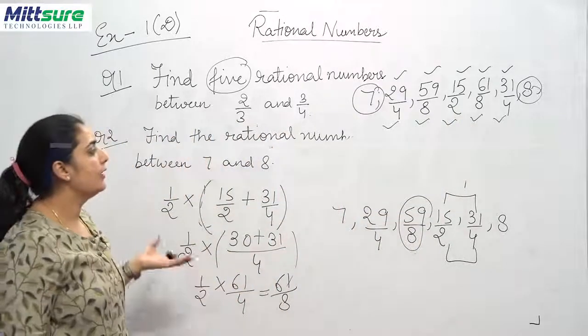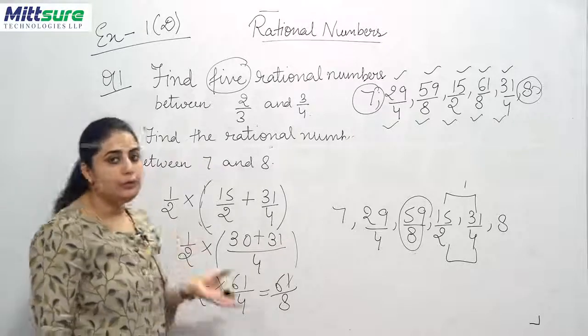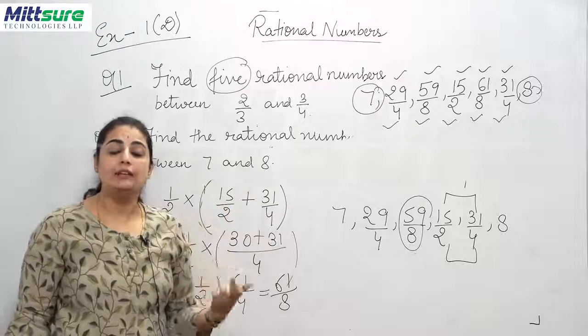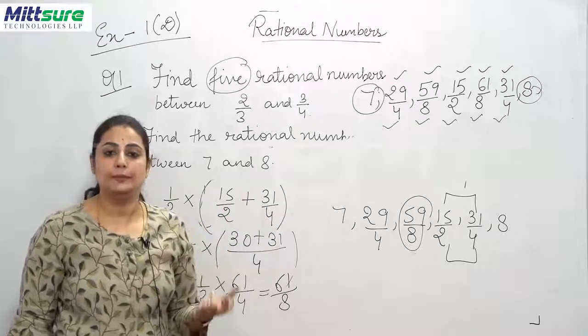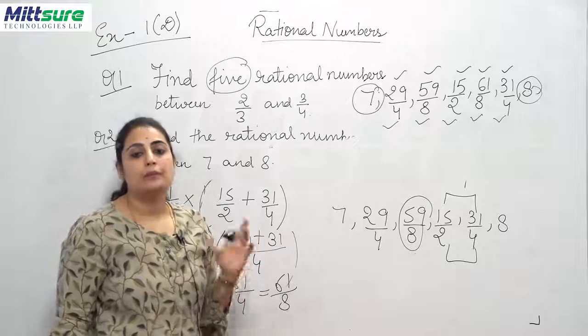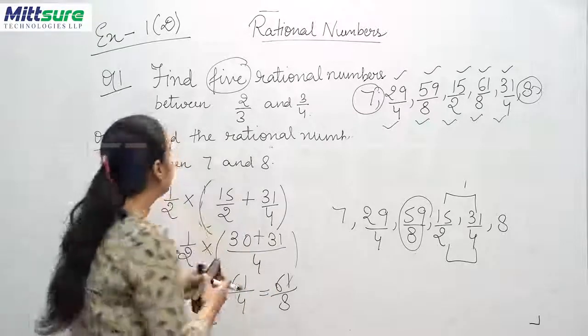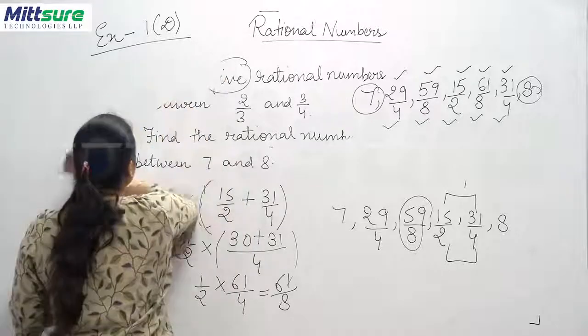So this method can also be applied to find the hidden rational numbers between any kind of two rational numbers. Maybe they are positive, maybe they are negative, or maybe they are positive and negative. So let us continue with the further topics.